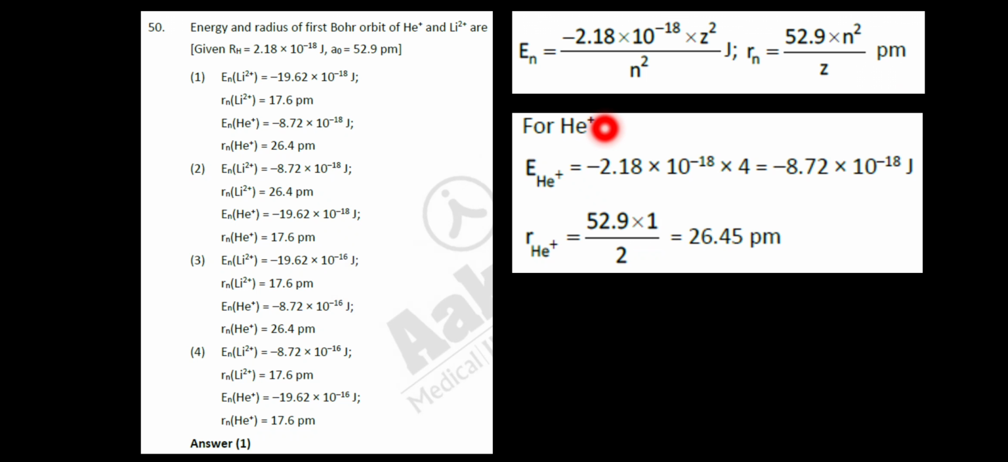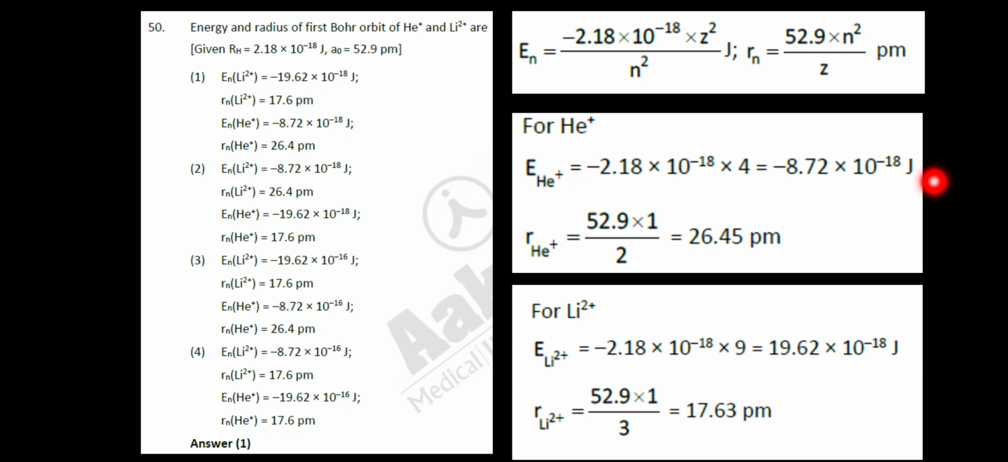For helium, what is the atomic number? It is 2, so Z square is 4, and both are hydrogen-like atoms. So N, the principal quantum number, will be 1. He plus means 1s1. Normally it is 1s2, one electron is removed, so 1s1. Lithium is 3, two electrons are removed, so the configuration will be 1s1. Solve this, and the answer comes out to be 26.45. That is the radius for helium, and this is the energy for the He plus.